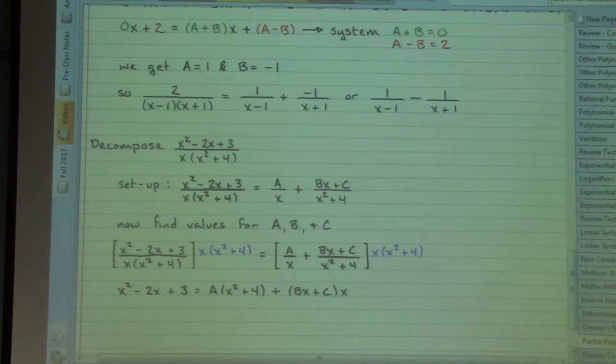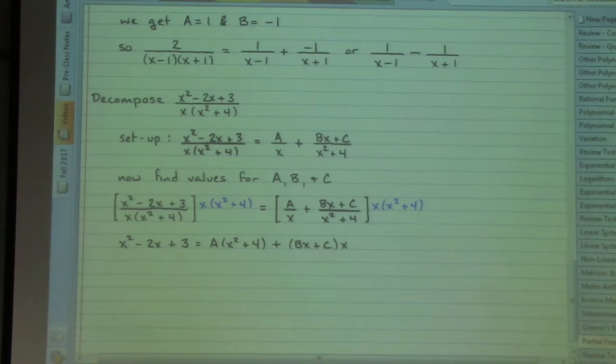Now if we go ahead and do the multiplication here, then we're going to get ax squared plus 4a plus bx squared plus cx. Now let's rearrange those things so that we would have our ax squared plus bx squared. These are like terms that we can actually write as parentheses a plus b parentheses x squared.